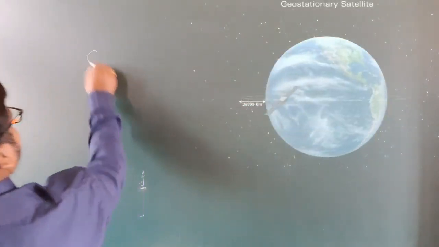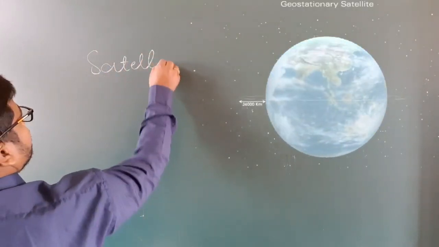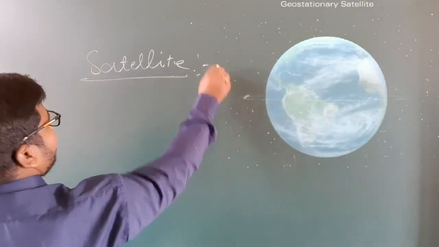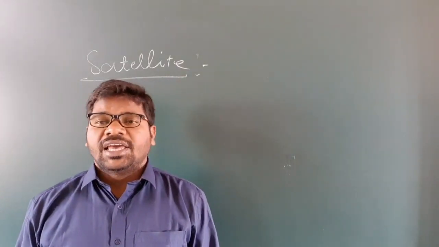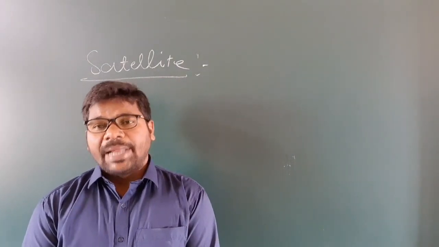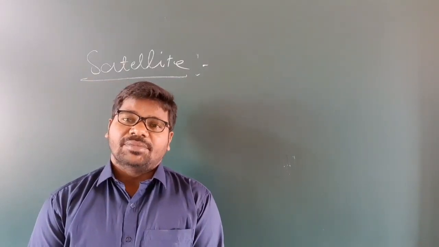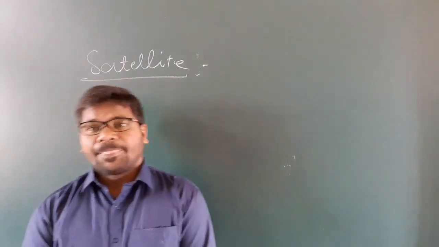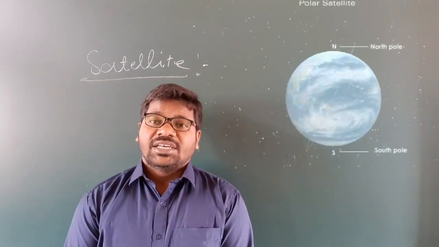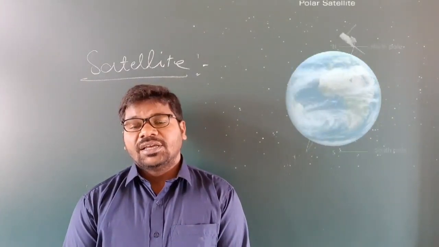So coming to satellite. What is a satellite, my dear children? A satellite is a body which revolves around heavier bodies like planets in a particular orbit. A satellite is a body which revolves around comparatively large bodies.